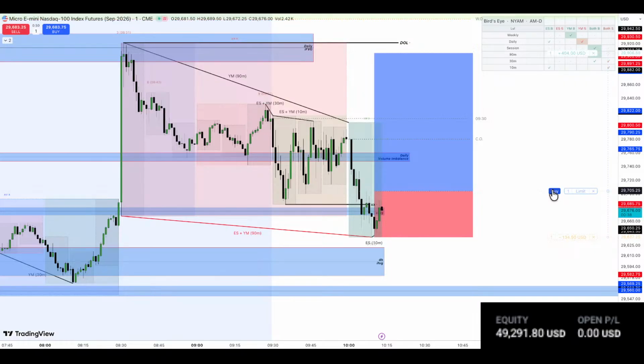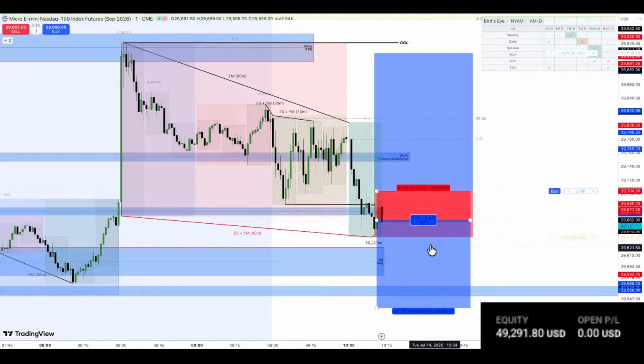The thing about CSD, or a change in the state of delivery, is that you have to wait for it. It seems like it's moving down here. So what do we do? What do we do?